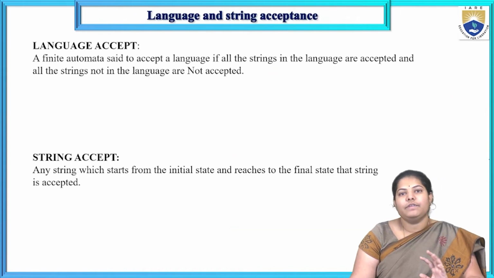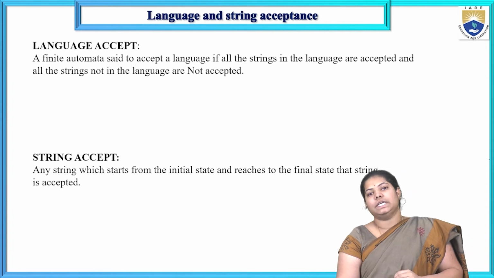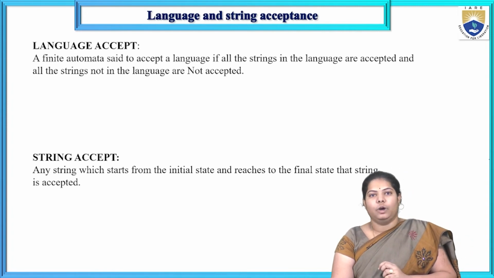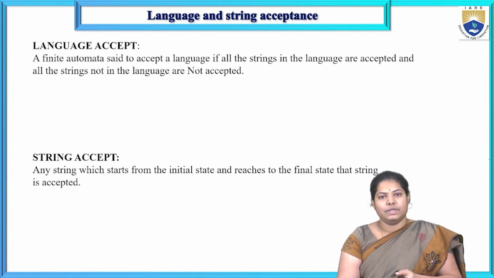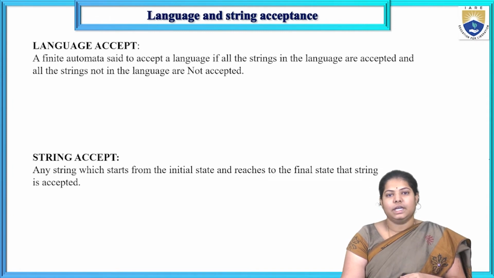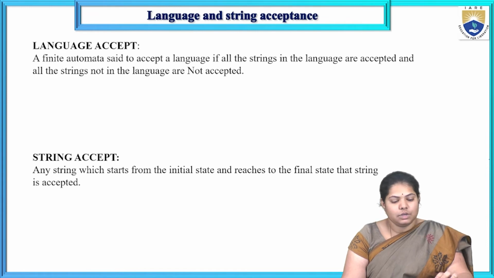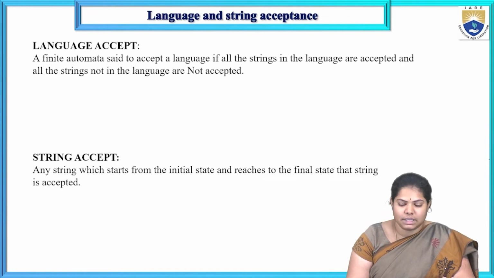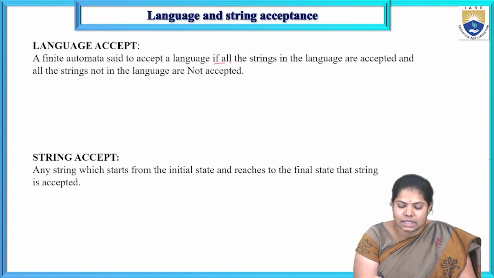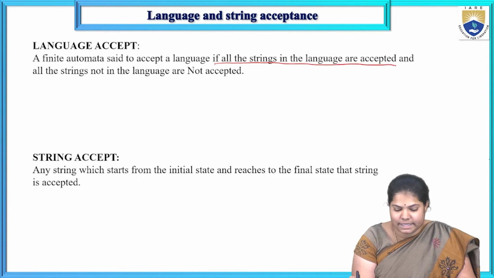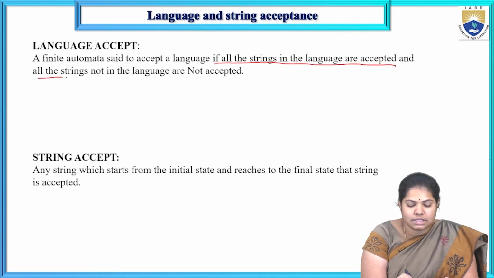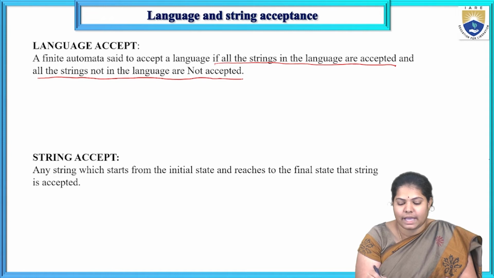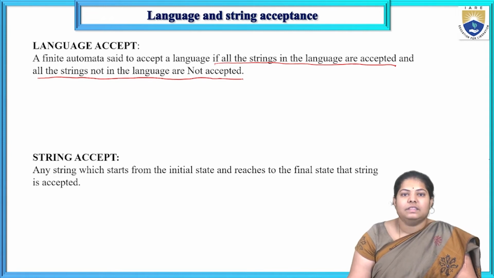Then we have two types of acceptance in any finite automata. One is language acceptance, another is called string acceptance. So what is language acceptance? Language acceptance is nothing but: if all the strings in the language are accepted and all the strings not present in the language are rejected, then that particular language is accepted.